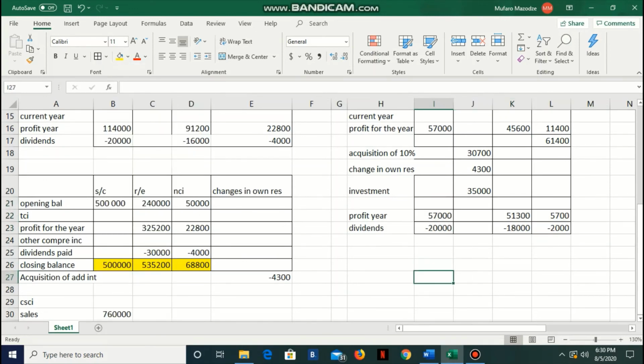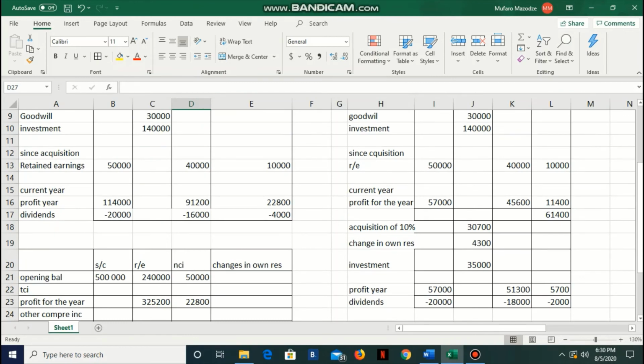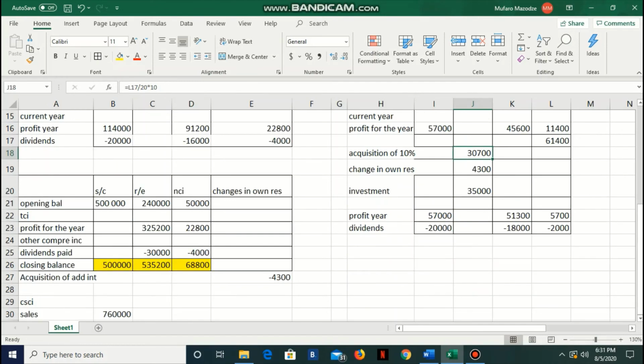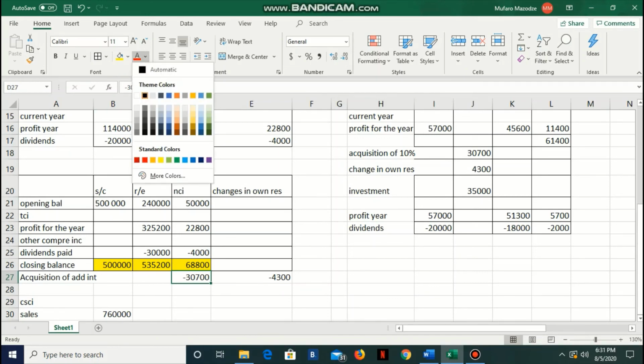And then it's quite important to realize that non-controlling interest actually decreased by 30,700, because this 30,700 came out of non-controlling interest, and it affects your consolidated statement of changes in equity. So you have here minus 30,700. Let me just highlight that in case you're not following.